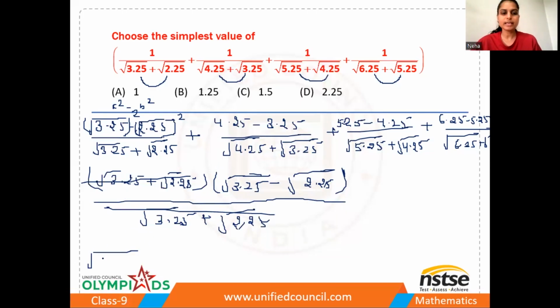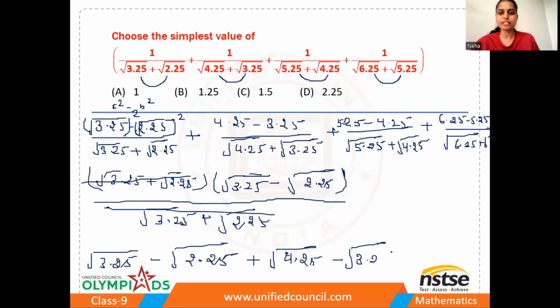So now I think I can directly write the values, right? There is no need to solve the complete question in the exam, because you can just directly use the shortcut method which I'm using here, to save time in the examination, right? So the next term will become square root of 4.25 minus square root of 3.25. The next term will become square root of 5.25 minus square root of 4.25. And the rest of the term will become plus square root of 6.25 minus square root of 5.25.